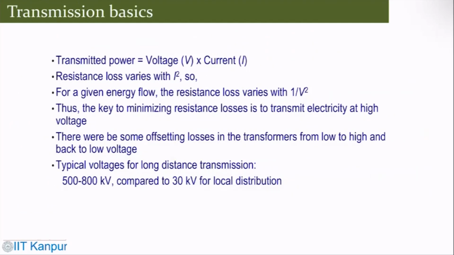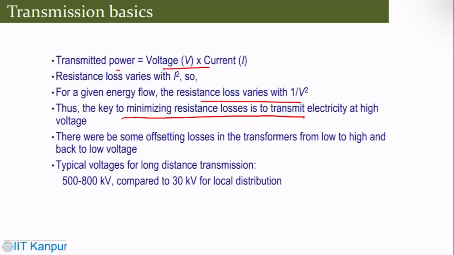Some basics on the transmission, because obviously on one hand there is production, but production is not all. The transmitted power is the voltage times the current. Obviously, the loss varies with I squared. For a given energy flow, the resistance loss varies with 1 over V squared. So the key to minimizing the resistance losses is to transmit electricity at high voltage. That means if you have long cables, then the losses would be more. Obviously, some offsetting losses are there.